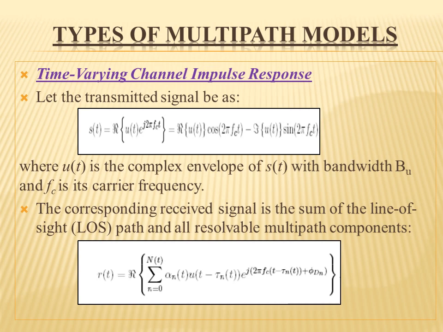N of t is the number of resolvable multipath components. A of n is the amplitude. U of t is the complex envelope of s of t, where tau n of t is the corresponding delay. Phi D n is the Doppler phase shift.